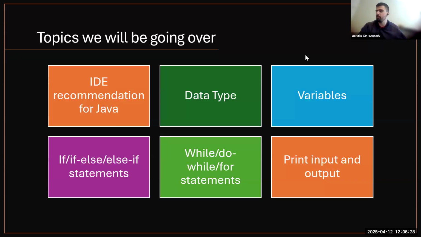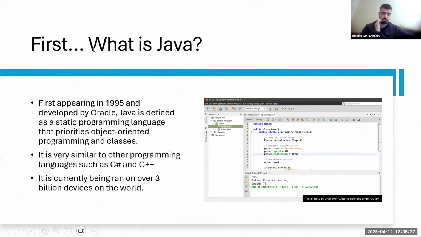I imagine everybody here might be kind of new or may not know what Java is all the way, so just to give a basic outline: Java was first developed back in 1995. It is a static programming language, which means that you need to call the data type before you can make variables. The main thing with Java is that it focuses on OOP, or object-oriented programming, which is when you make a bunch of classes that have their own attributes and methods that are meant to represent stuff in real life.